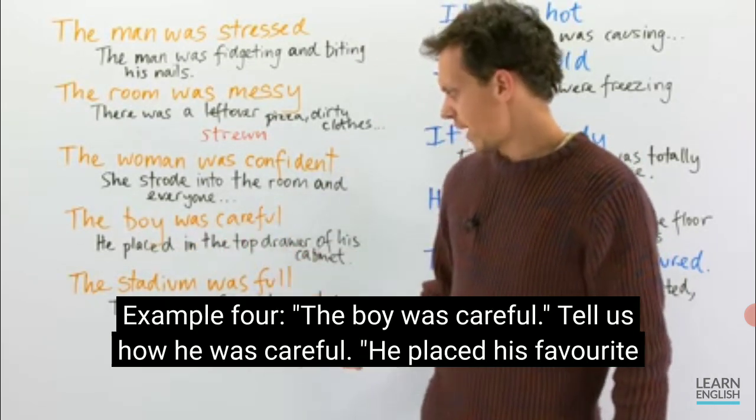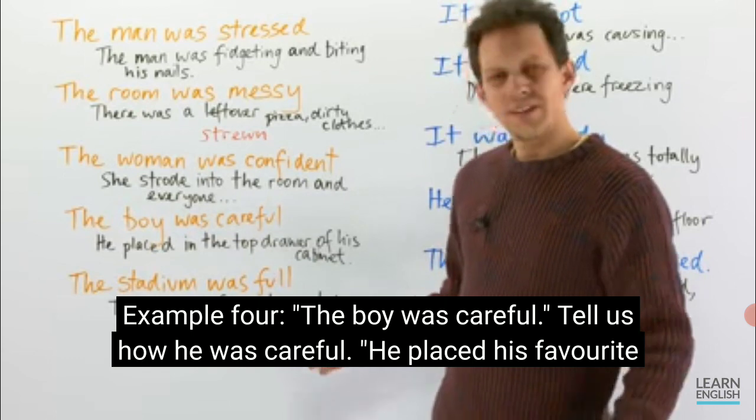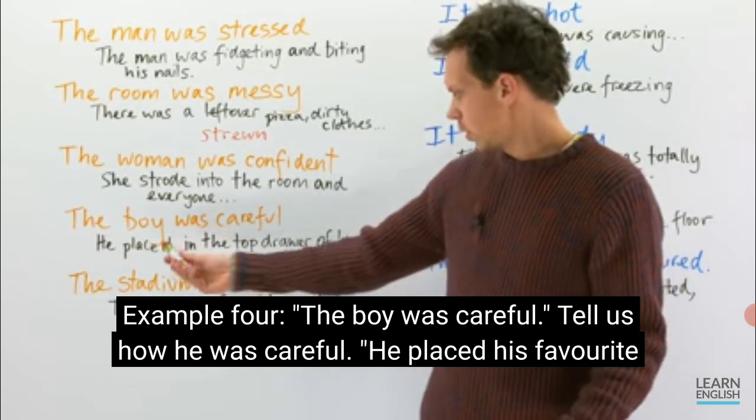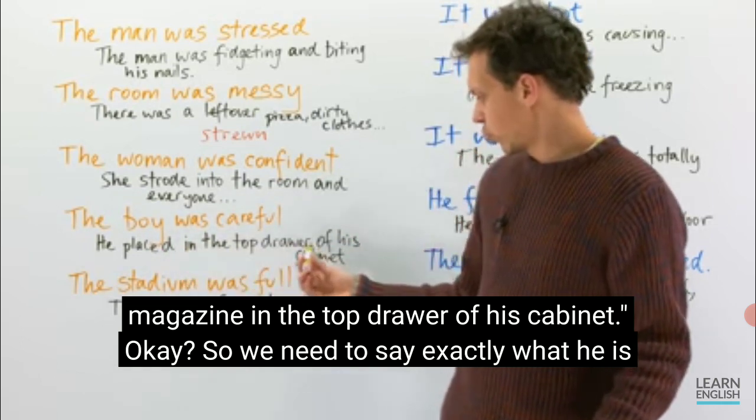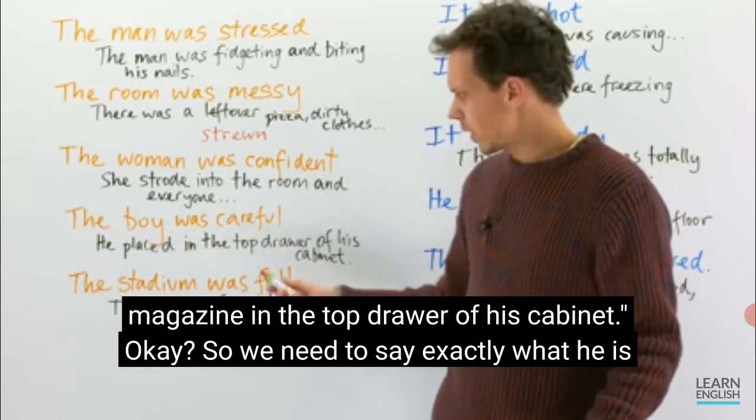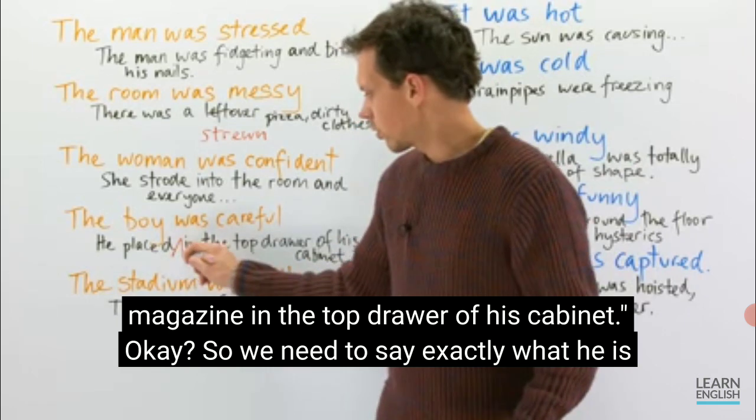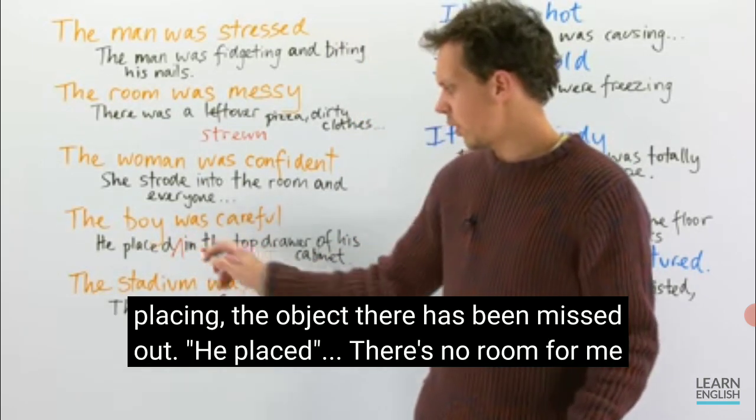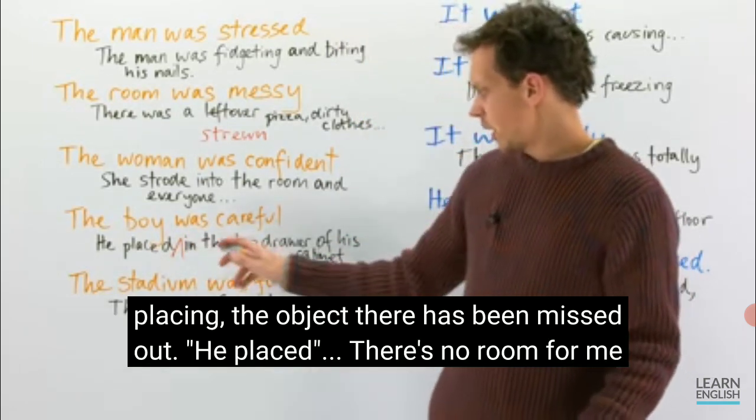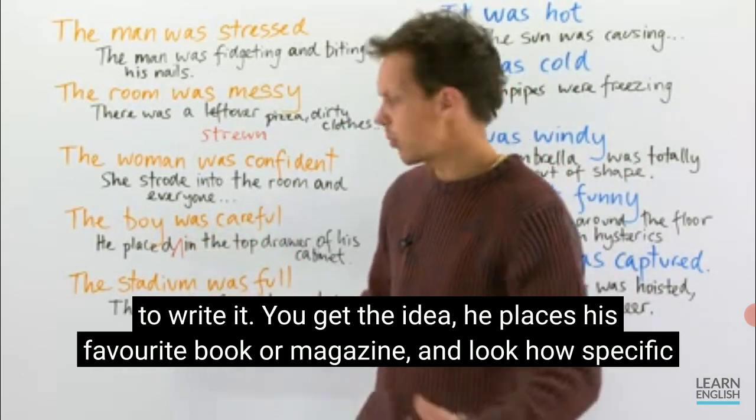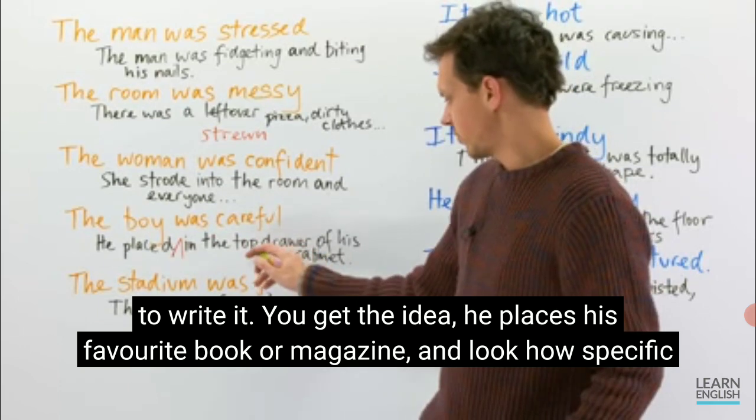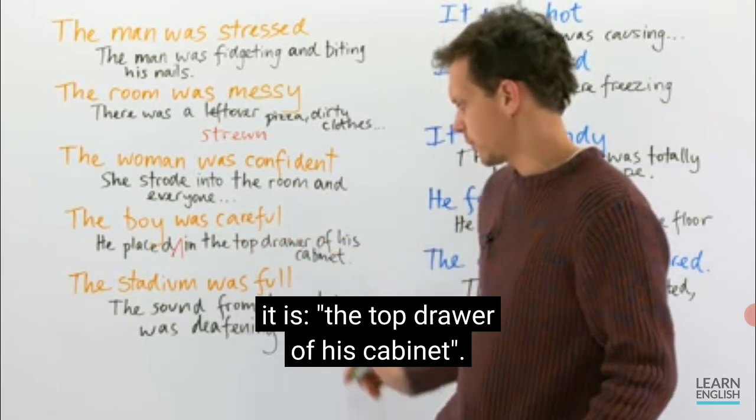Example 4. The boy was careful. Tell us how he was careful. He placed his favorite magazine on the top drawer of his cabinet. Okay? So we need to say exactly what he is placing. The object that has been missing, he placed. You get the idea. He placed his favorite book or magazine in the top drawer of his cabinet.